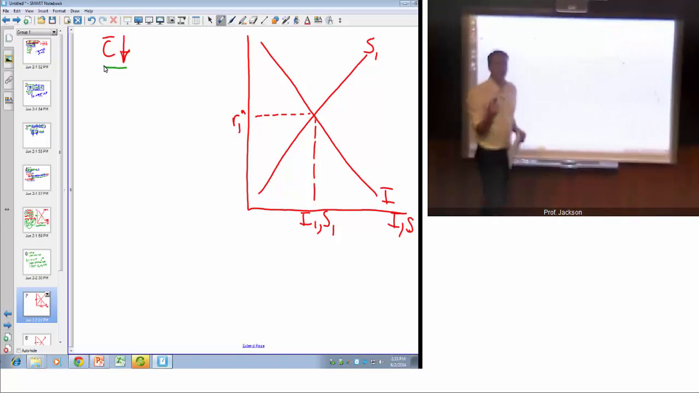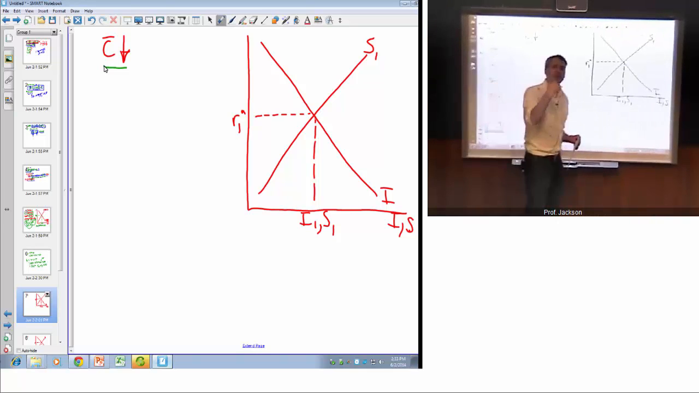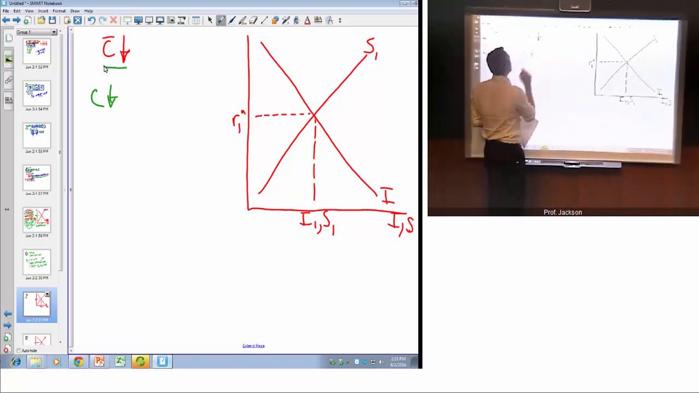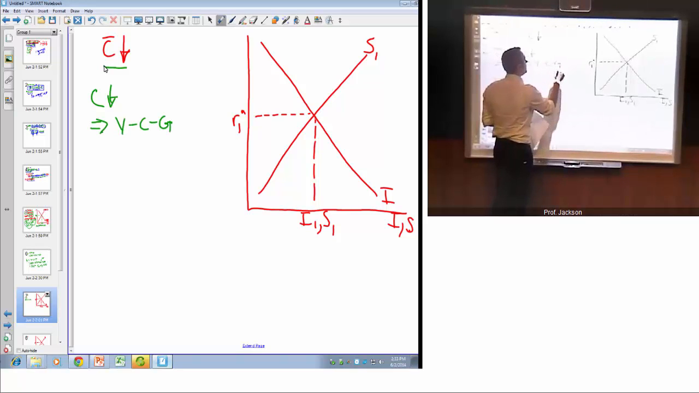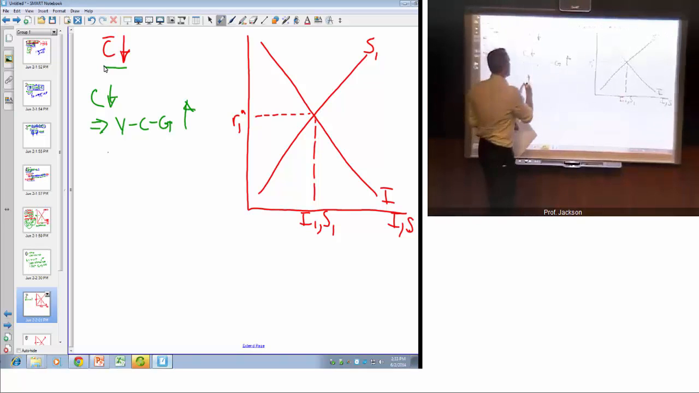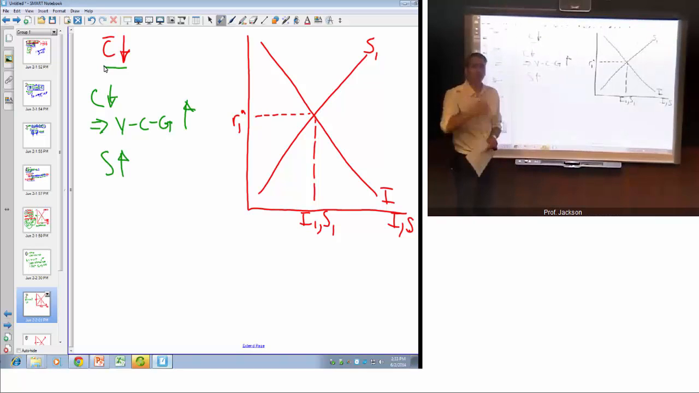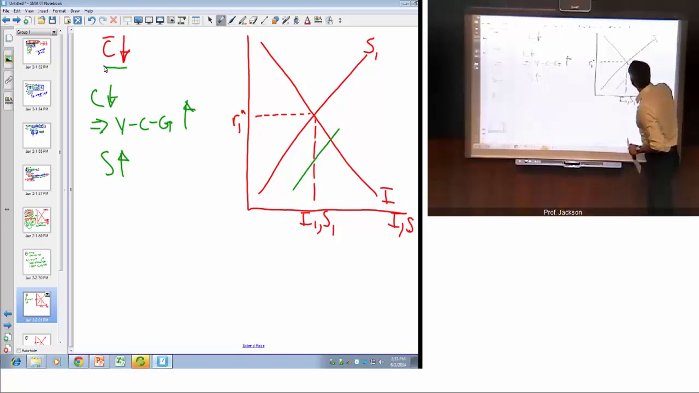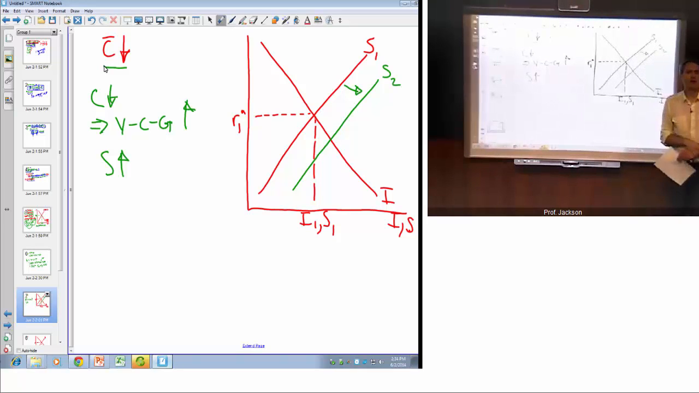So if autonomous consumption goes down, then overall consumption for households is going to decline. And so if overall consumption goes down, that means that y minus c minus g is going to go up, okay? And so in other words, saving is going to go up. If households are buying less, then the flip side of that is that they must be saving more. And so at any given interest rate, that's going to result in a shift to the right of this saving function.